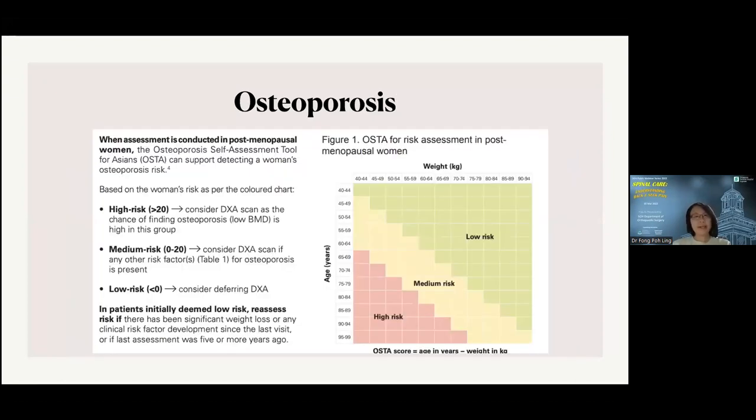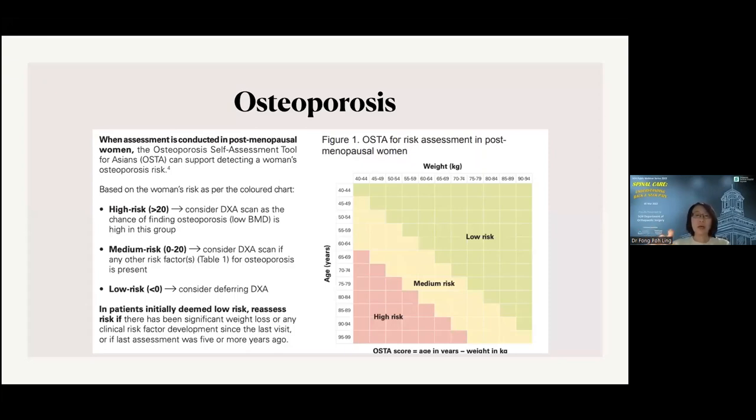This is a self-assessment chart. Again, this can be obtained from our Ministry of Health ACE website later, which I'll just flash the website URL itself. This is a self-assessment for Asian postmenopausal women. If you look at the weight as well as the age, you can tell where exactly you are in terms of your risk.